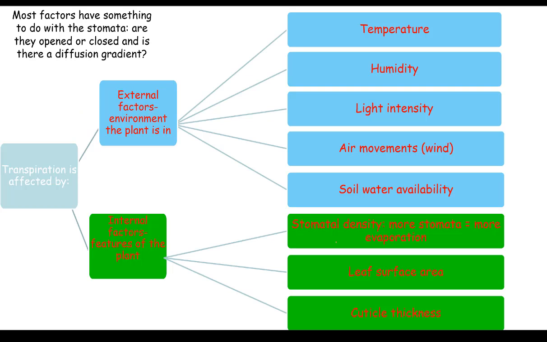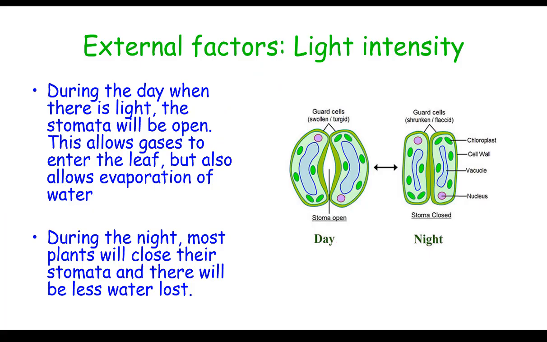And those are the internal factors then. So stomatal density, leaf surface area, and cuticle thickness. The external factors then are temperature, humidity, light intensity, air movements, and water availability. Now the external factors are all to do with the environment that the plant is in. So the first one is light intensity.